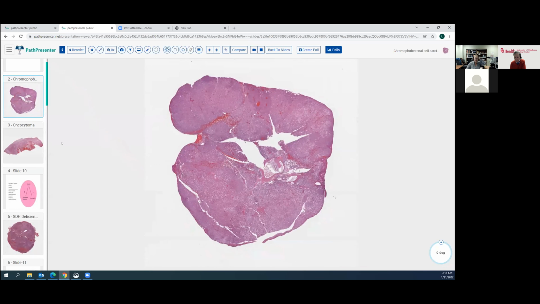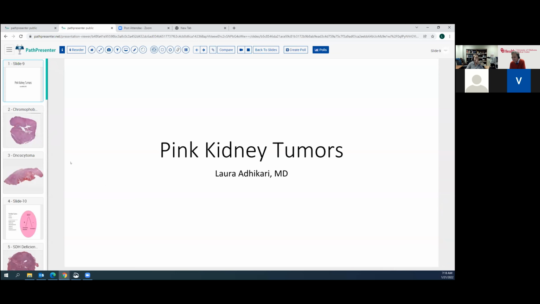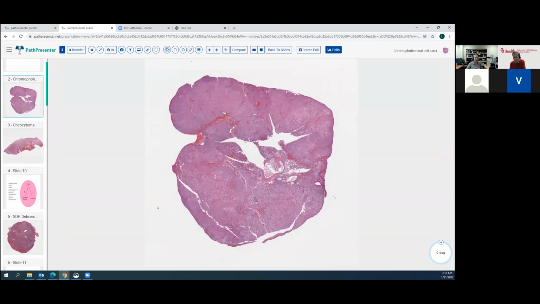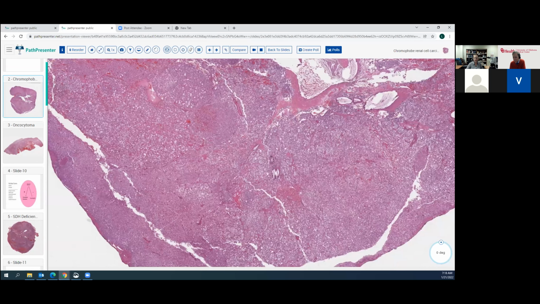So I thought we would start off with two of the more common tumors that we think of when we think of pink kidney tumors. So let's start off with our first case. Let's go ahead and zoom in. Let me minimize the window so you guys can see my screen.